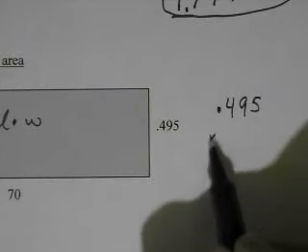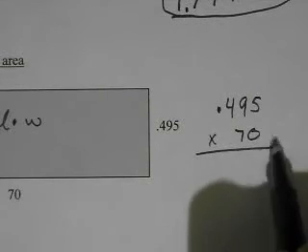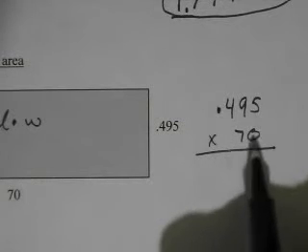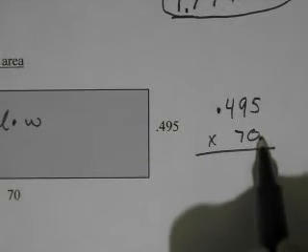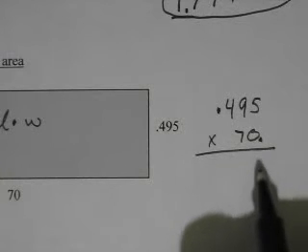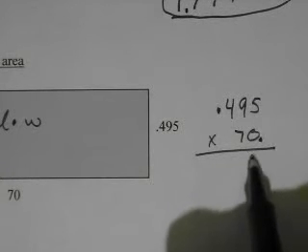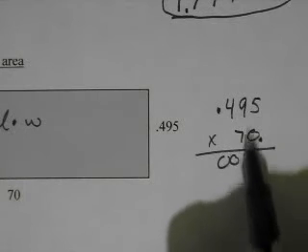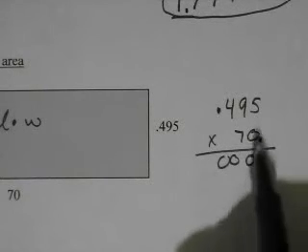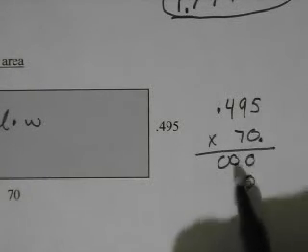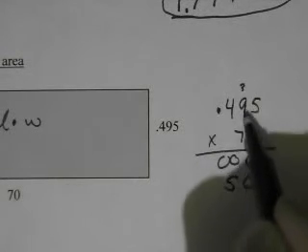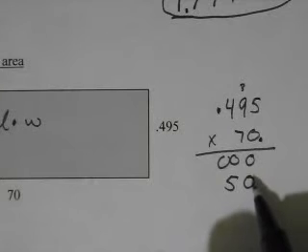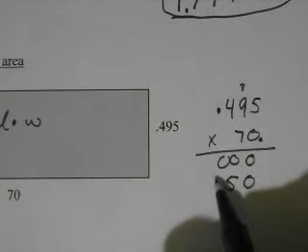0.495 times 70. Notice again, our decimals are not lined up. If this guy had a decimal, it would be at the end. But we do not need the decimals lined up to multiply. We just multiply. 0, 0, 0. That's an easy row. Drop down, add a 0. 7 times 5 is 35. Carry your 3. 7 times 9 is 63. Plus 3 more, 66.